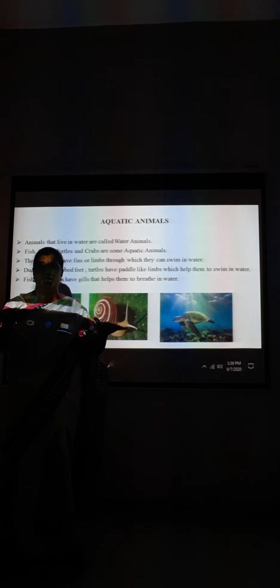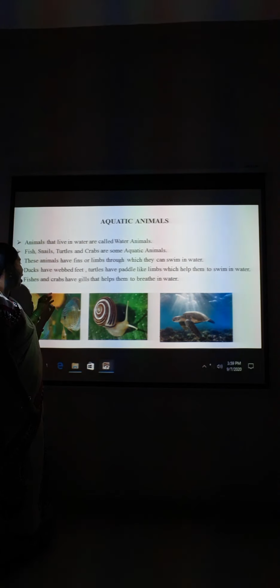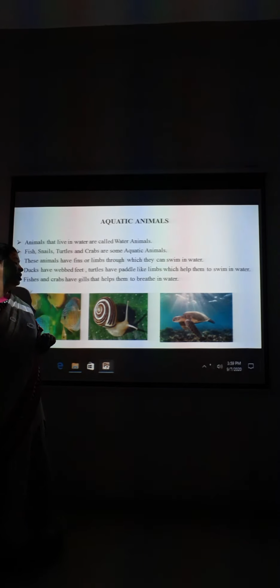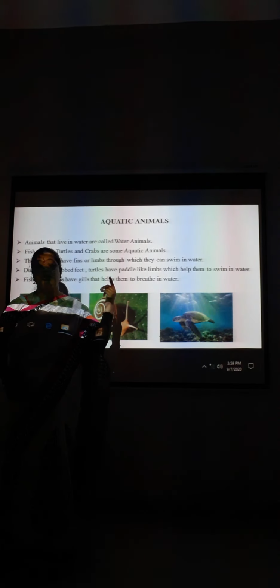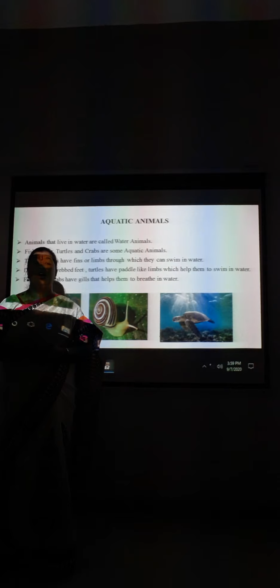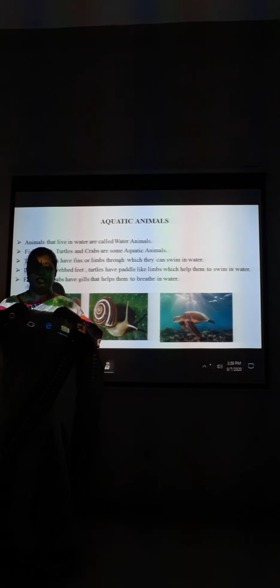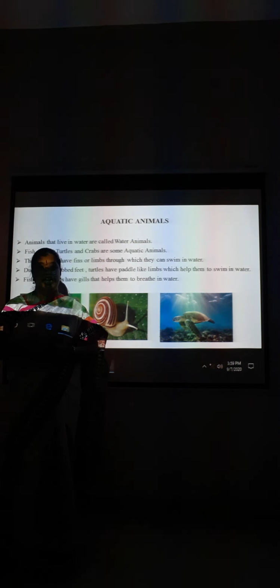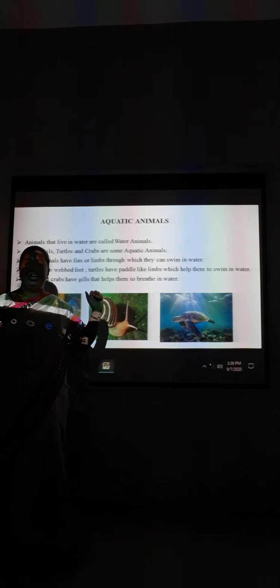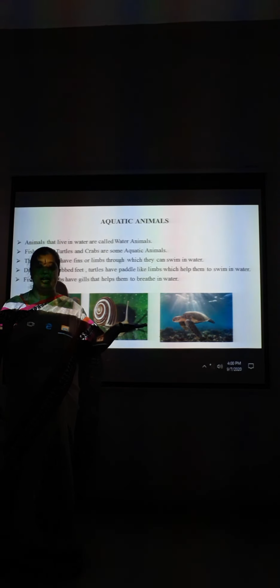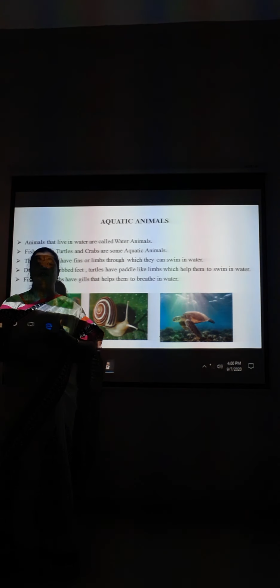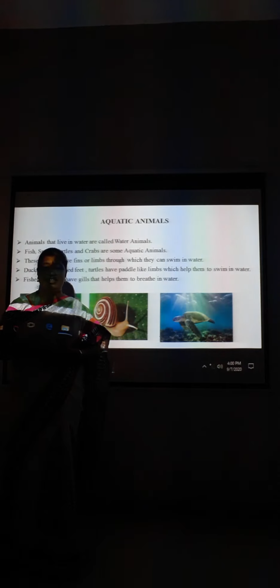And fishes have fins. These fins allow the fish to swim in the water. Fishes and crabs have gills that help them to breathe in the water. Now we have seen the land animals have lungs. They breathe through lungs. But the water animals have gills. A gill is an organ through which the animal breathes and survives. Yes, children? Have you understood what aquatic animals are? Yes, the animals that live in the water are called aquatic animals, and they adapt themselves according to the water environment.